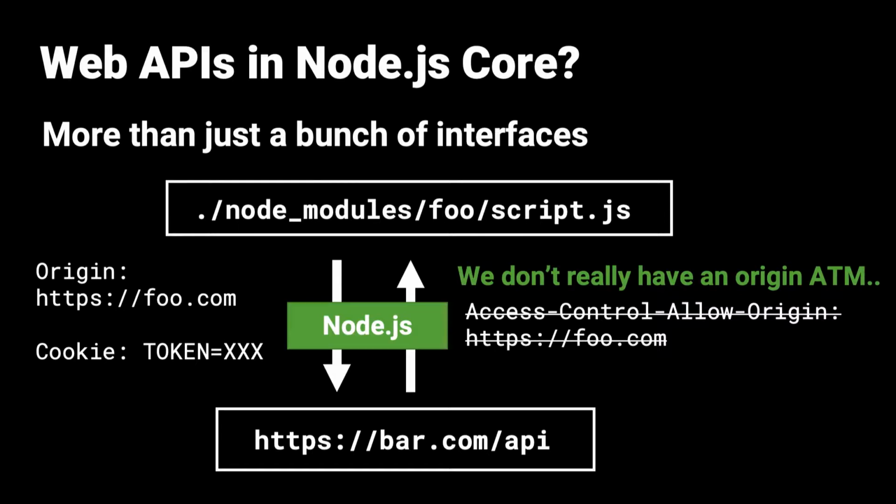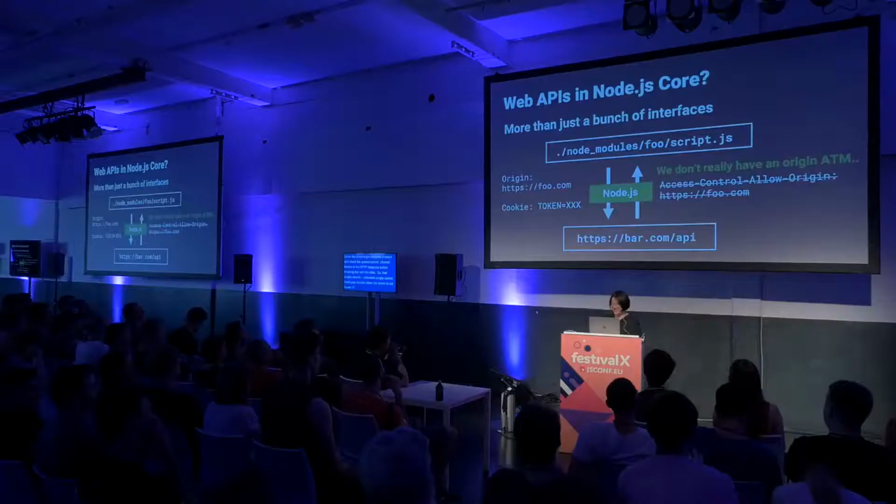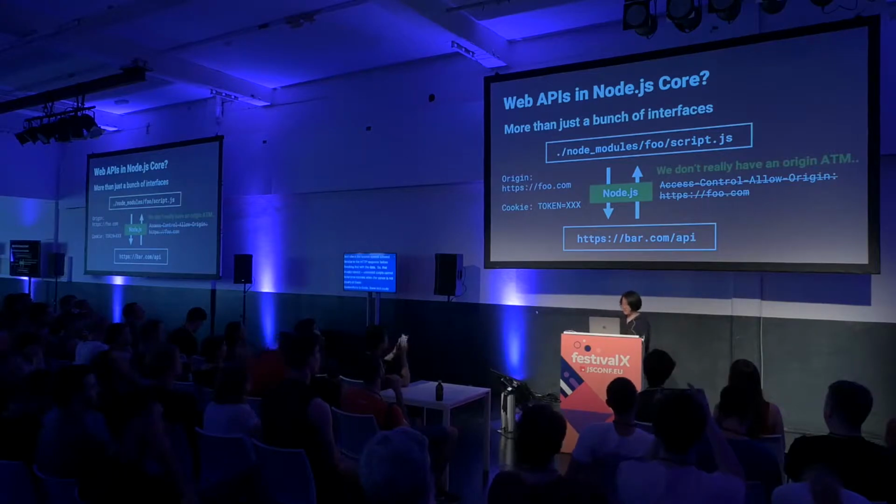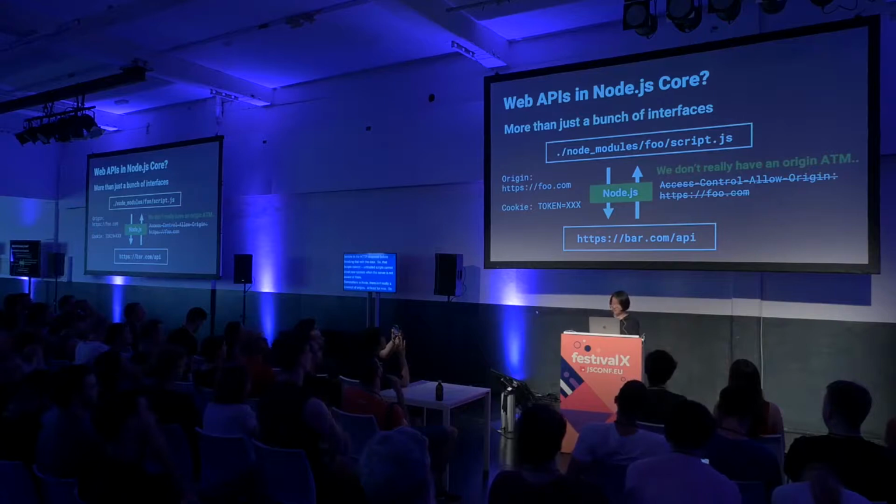So in Node, there isn't really a concept of origins, at least for now. These scripts are loaded from your local file system and are just trusted by default within the current security model of Node.